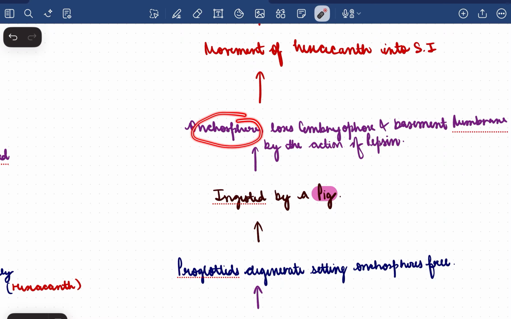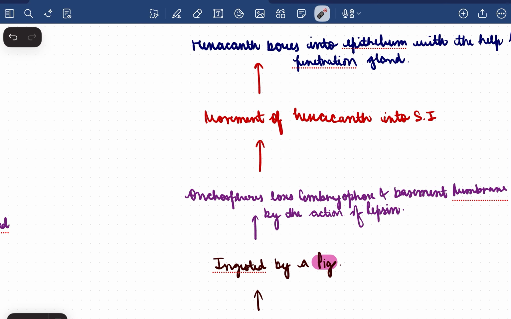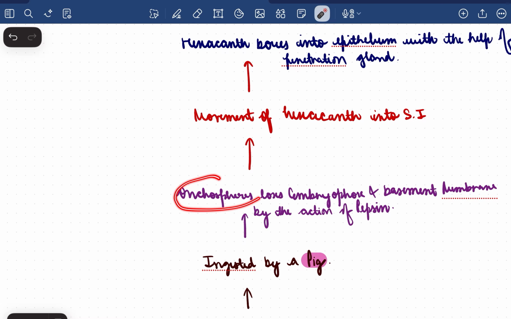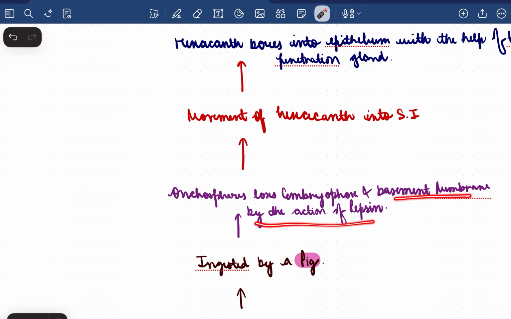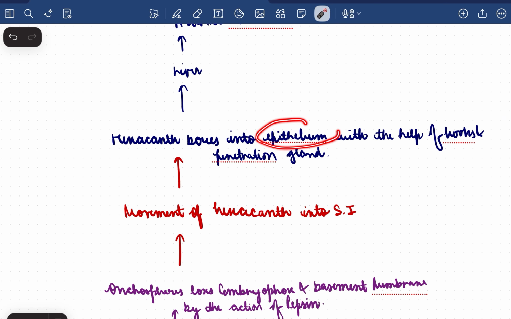And then we have the oncosphere. It loses its embryophore and the basement membrane by the action of pepsin and HCl, which is highly corrosive. So when the oncosphere loses its two of the membrane, the hexacanth is liberated. The hexacanth moves down the small intestine, where it bores the epithelium of the small intestine with the help of its hooks and penetration gland. Now, hooks are for the mere attachment to the epithelium, whereas penetration gland, well, it does most of the work.